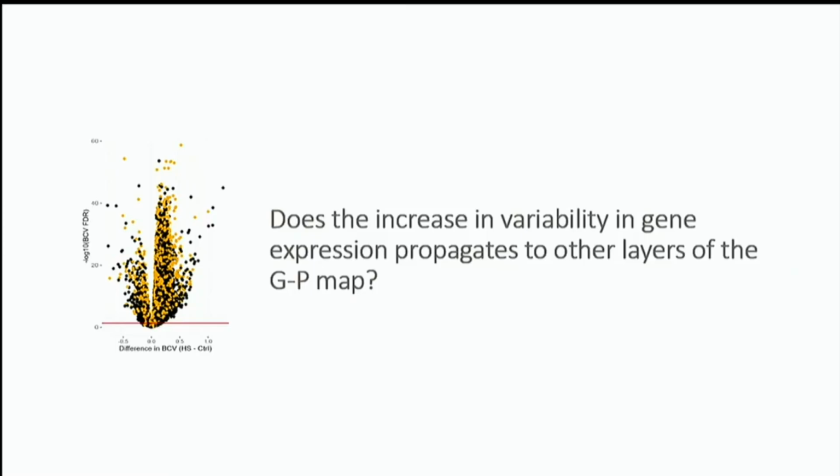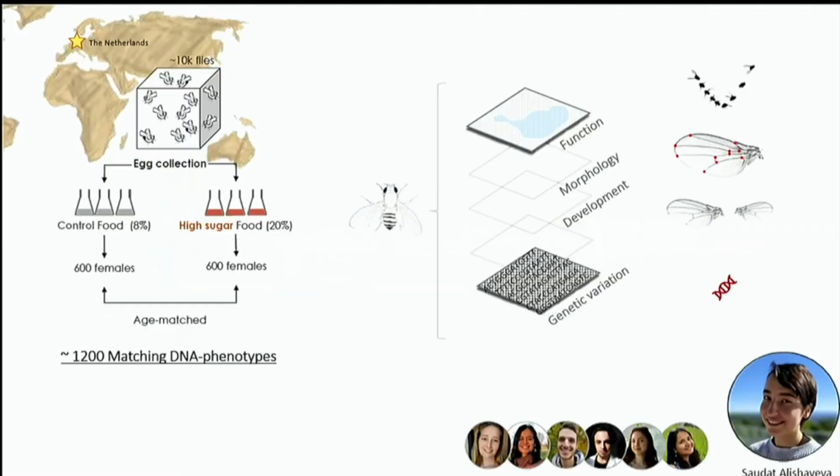The question here, as I told you at the beginning, is that the GP map is not just gene expression to genotypes or morphology to genotypes. The GP map is this complex, hierarchical structure where information propagates from the genotype to many phenotypes, right? So here we're asking, okay, we measured this. I told you the stories about gene expression variation. Does this insanity that is going on at the gene expression level propagate to other layers of the genotype-phenotype map?